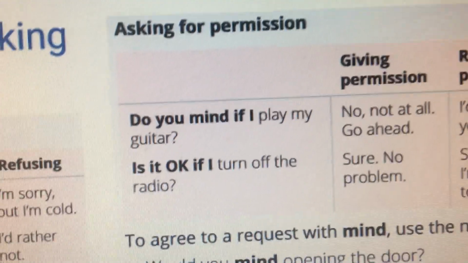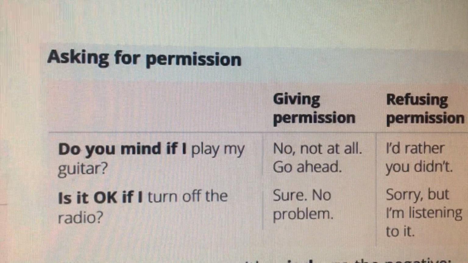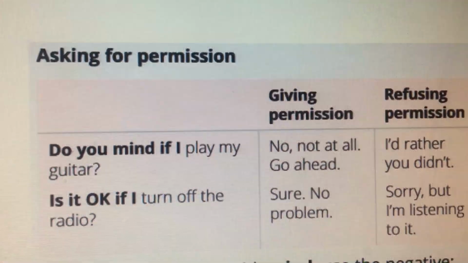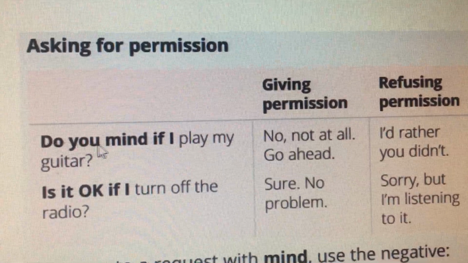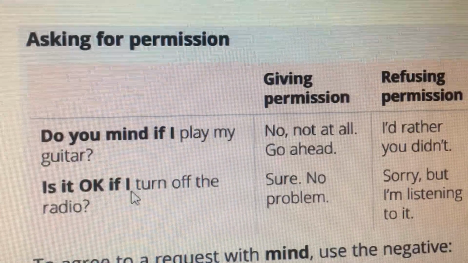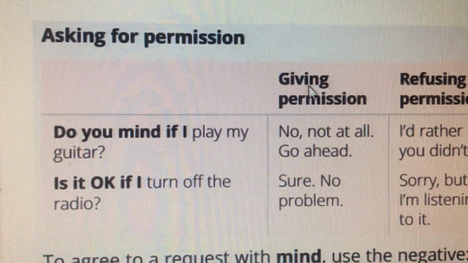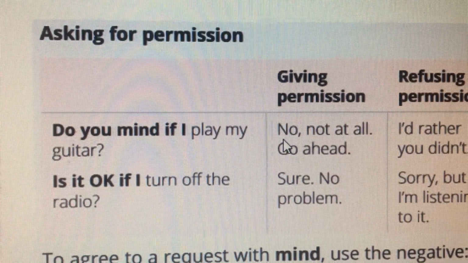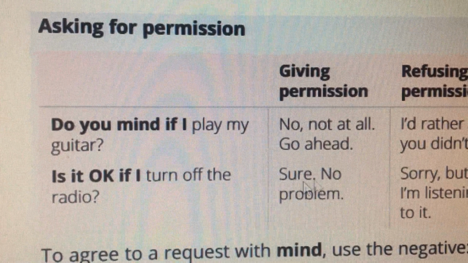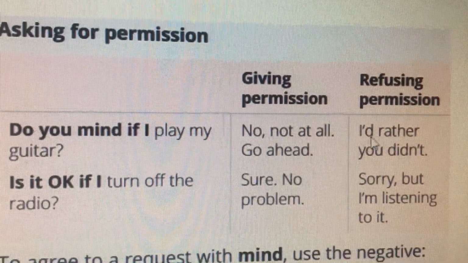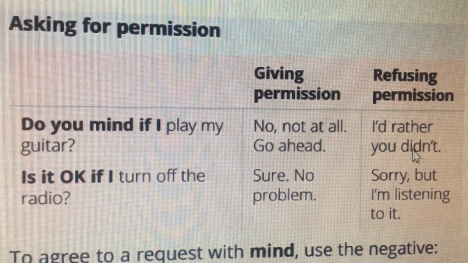And the next part, asking for permission. To do that, we use these phrases. Do you mind if I? Is it okay if I? And to give permission, you can say, no, not at all. I don't mind. Go ahead. Sure, no problem. To refuse, I'd rather you didn't. Sorry.